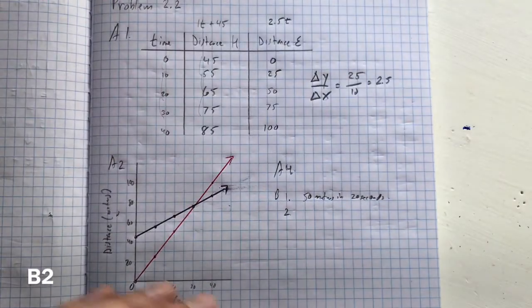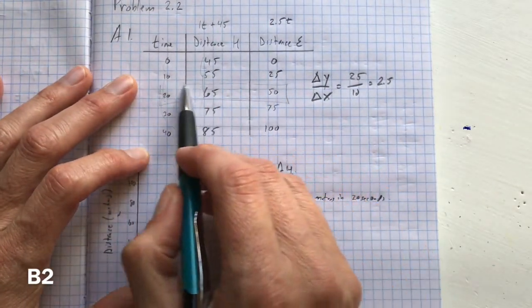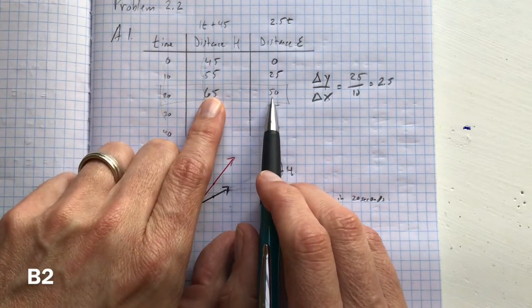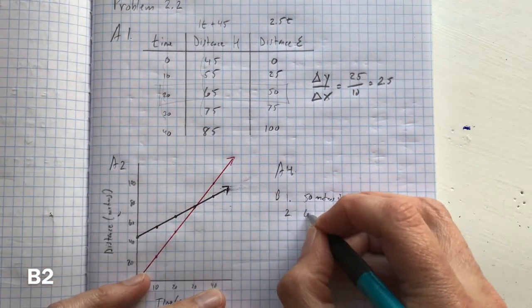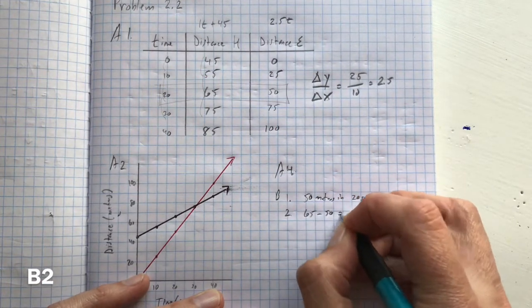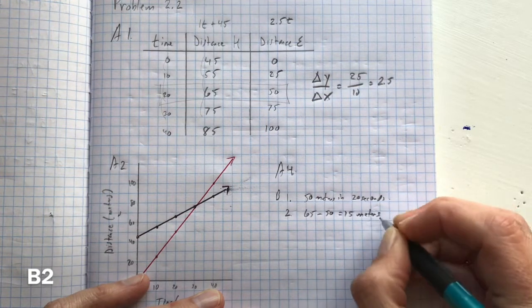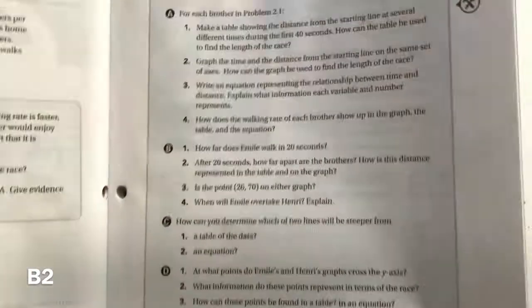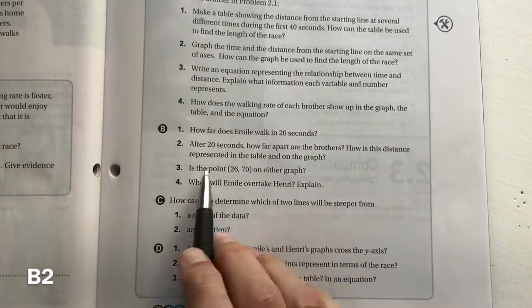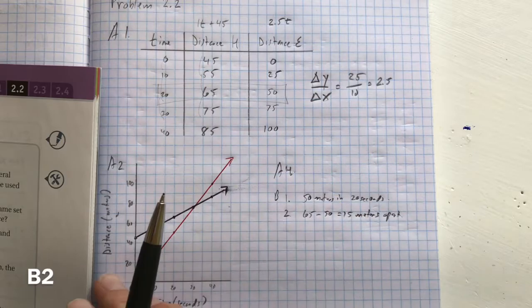Okay, so 20 seconds we're talking about right here. Look at this. This is the 20-second spot. How far apart are they? Well, if I've got one person at 65, one person at 50, if I did 65 minus 50, they are 15 meters apart. And our question asks us specifically, how does that show up in the table? Well, you can see 65 and 50, you could subtract those two.